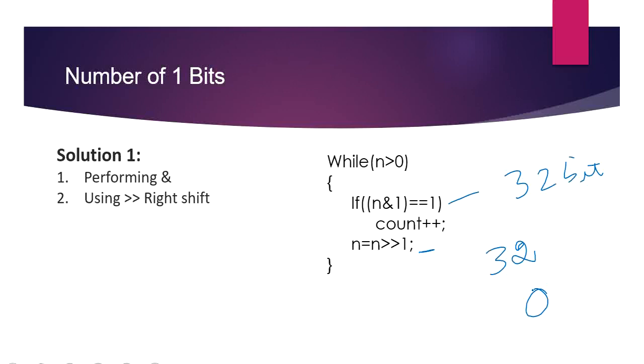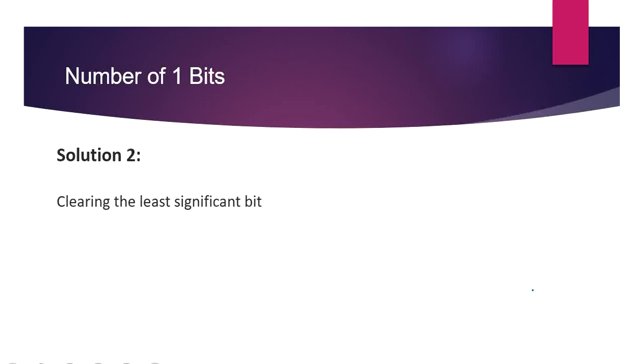So in that case, we have to change the algorithm a bit to achieve our goal. So how to do that? Let's go to solution 2. Solution 2 is clearing the least significant bit. Let's see manually how it works.